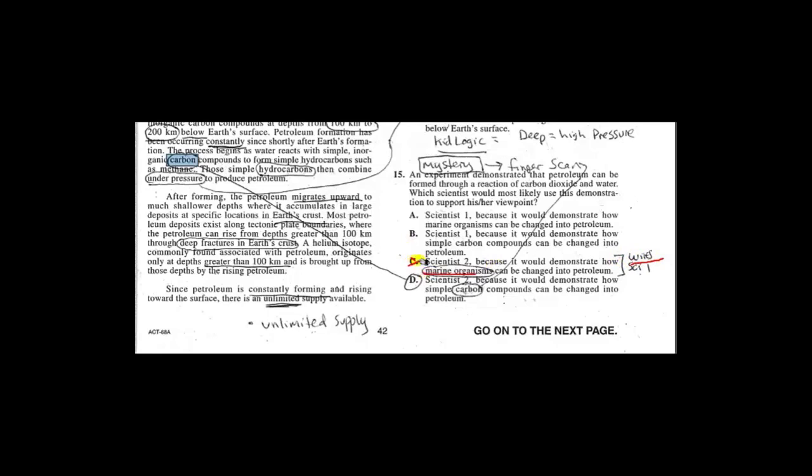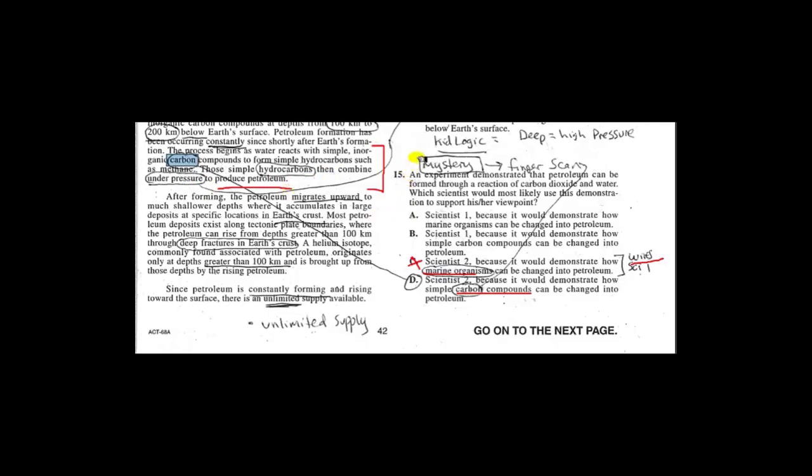We're left with the answer choice D, and D says Scientist 2 because it would demonstrate how simple carbon compounds can be changed into petroleum. It says it right here. Those hydrocarbons can combine under pressure to produce petroleum.